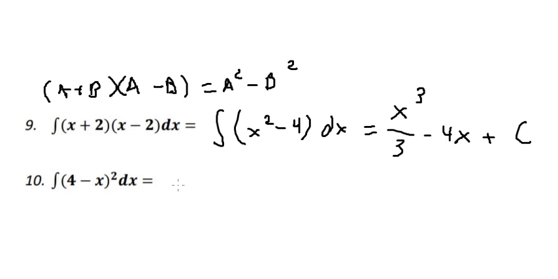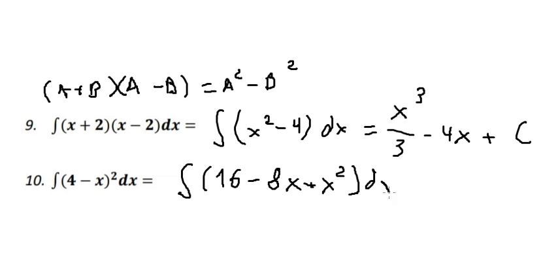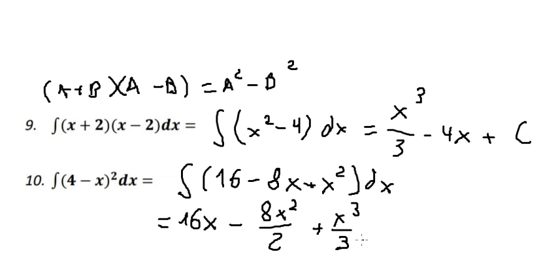This one we need to expand. And we get 16x minus 8x squared over 2 plus x to the power of 3 over 3 plus c. A divided by 2, you get 4.